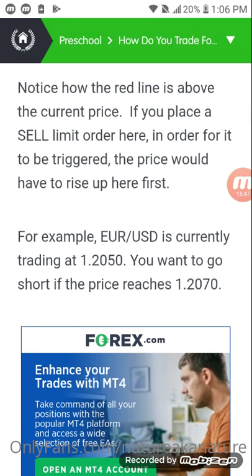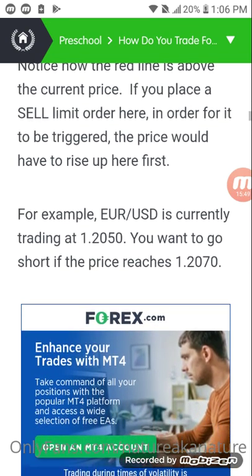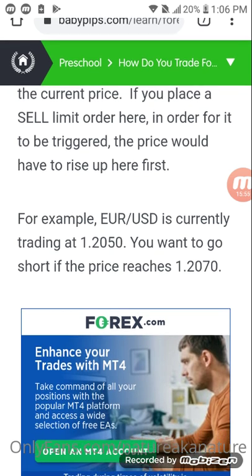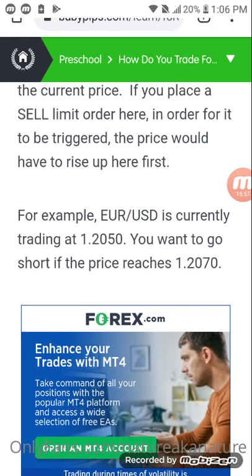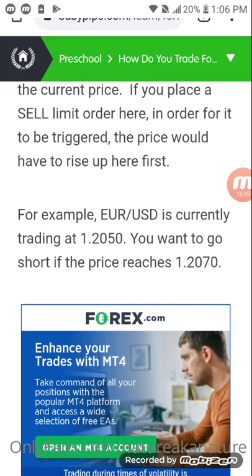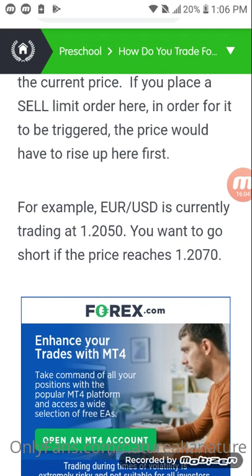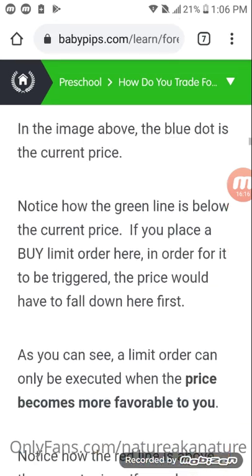So instead of just waiting and being on your phone, while you can if you want to, you can put a sell limit order in at 1.2070. Okay, when price reaches 1.2070, currently price is at 1.2050. So price will pull back before just going straight down. It's going to pull back to 1.2070. So you will put your sell limit order there.